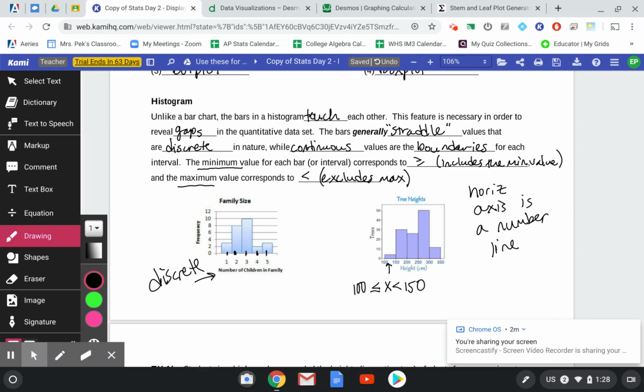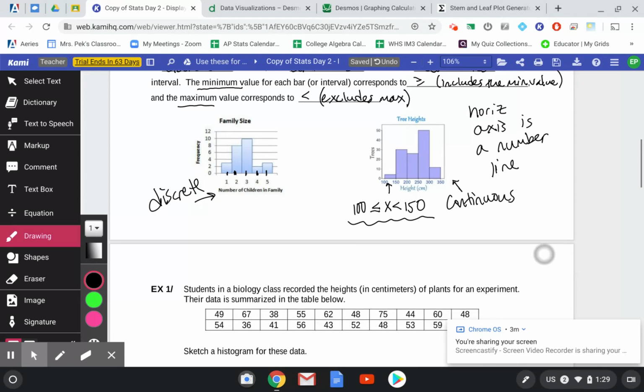And then continuous values are the boundaries for each interval. So here, the height in centimeters of a tree is a continuous variable, and you can see that the numbers aren't in the middle of the bars, they're on the boundaries of the bars. And the boundaries need to be really specific. So the minimum value of each bar corresponds to a greater than or equal to value. So each bar includes the minimum value, but excludes the max. You can kind of see how I wrote this here. 100 is included in this first bar, but 150 is not. 150 would then be included in the second bar. And it's really important that you don't get those mixed up, or your histogram will not look correct.